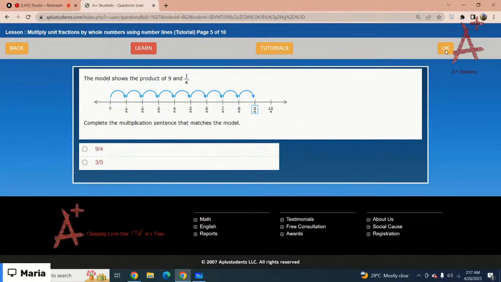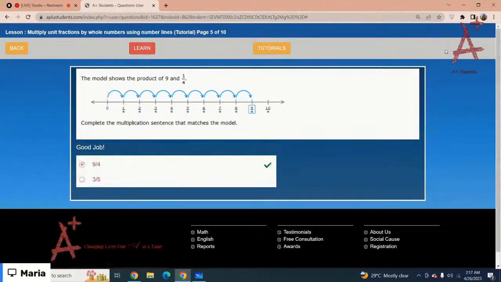Okay, the model shows the product of 9 and 1 by 4. Complete the multiplication sentence that matches the model. So which is the correct option? 9 over 4 or 3 over 5? Which is the correct option? So it would be 9 over 4. The correct option is 9 over 4. Just select the correct option and click on the OK button.